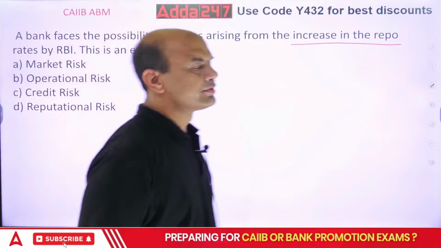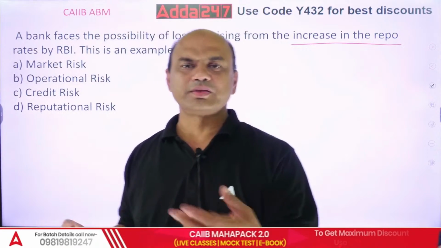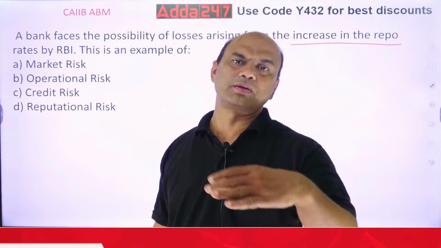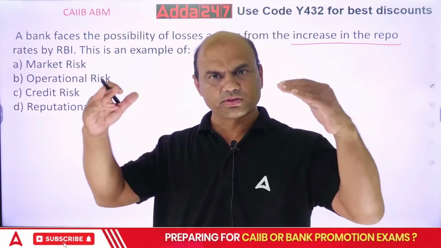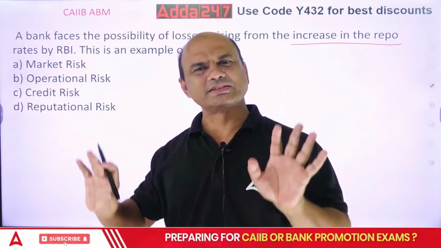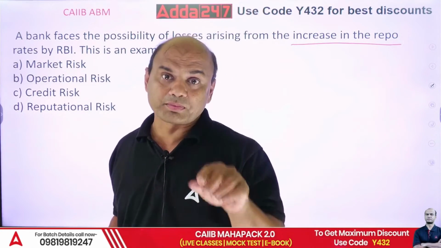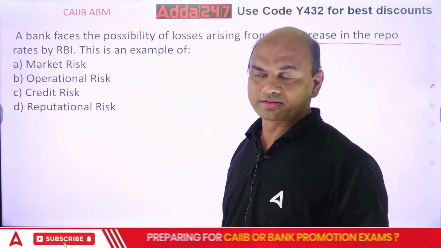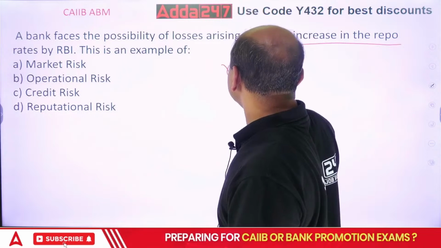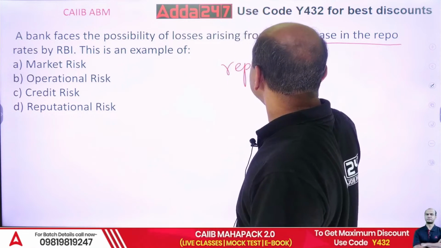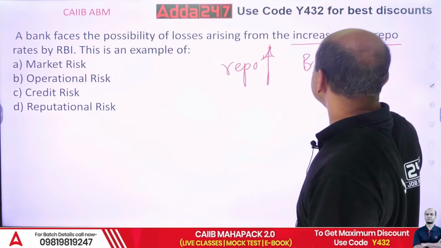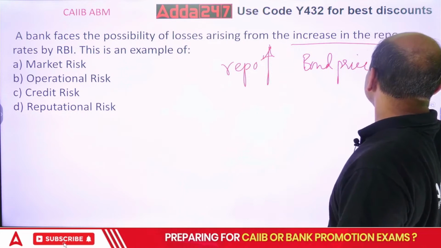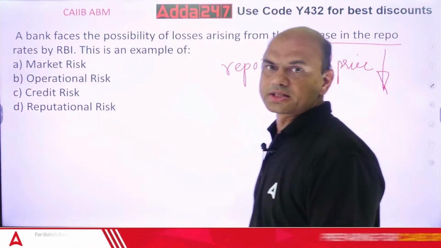Of course, in loans also they will face it, deposits also, but both will increase simultaneously. If repo rates increase, your deposit rate will also increase, your loan rate will also increase. So both will match each other. But the problem is in the bond rates. Bond rates go in the reverse direction. If my repo rate goes up, my bond price will go down. It is always in the reverse direction.